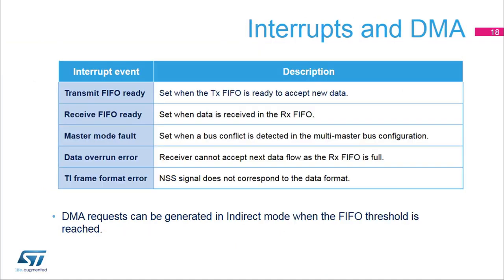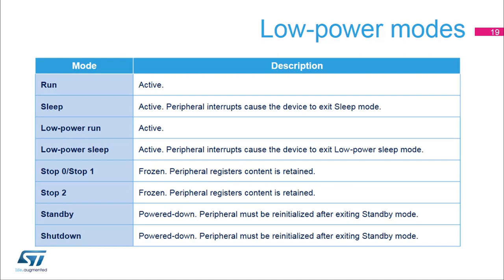Here is an overview of the SPI interrupt events. There are FIFO and error detection events to handle the data flow. DMA requests are triggered internally by FIFO threshold events. Here is an overview of the SPI status in specific low power modes. The device is not able to perform any communications in stop, standby, or shutdown mode. It is important to ensure that all SPI traffic is completed before the peripheral enters stop or power down mode.